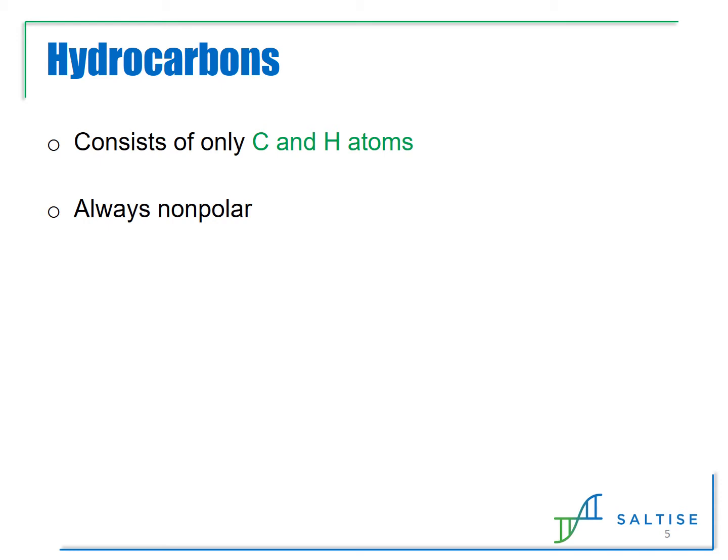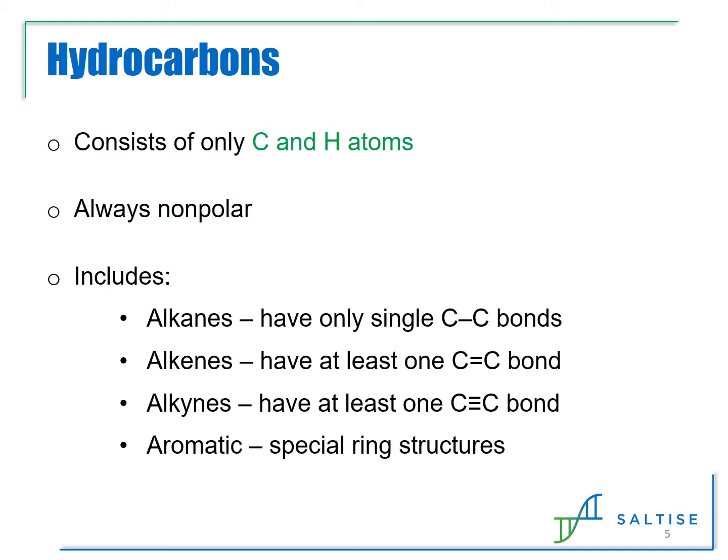There are four main types of hydrocarbons. There are alkanes, which are groups that only have carbon-carbon single bonds. There are alkenes, which are groups that have at least one carbon-carbon double bond. Alkynes are groups that have at least one carbon-carbon triple bond. And lastly, there are groups referred to as aromatics, which are special ring structures.